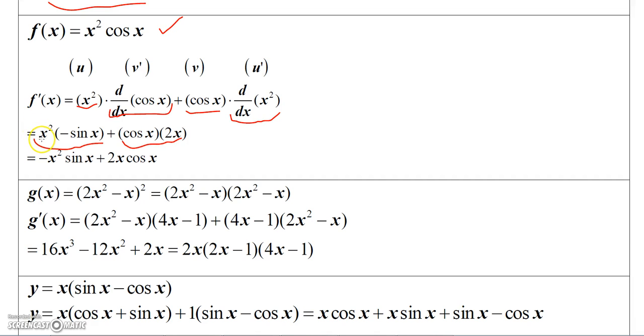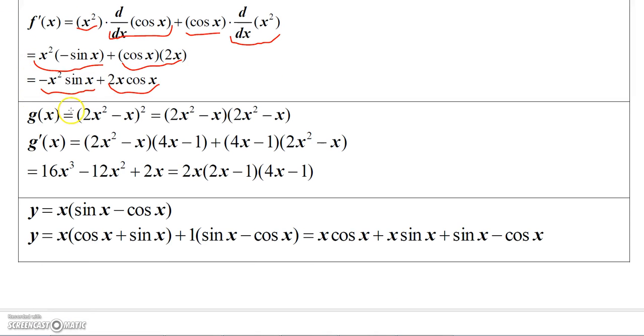And now when I multiply x squared times minus sine x, I get minus x squared sine x. And then usually when we have something like this, cosine x times 2x, we'll put the 2x in front of the trig function. So plus 2x cosine x. Okay, in the next example, we don't really know how to take the derivative of a function raised to a power yet, but since this is just the second power, I can actually write that as a product. All I have to do is write it as 2x squared minus x multiplied by itself, 2x squared minus x.